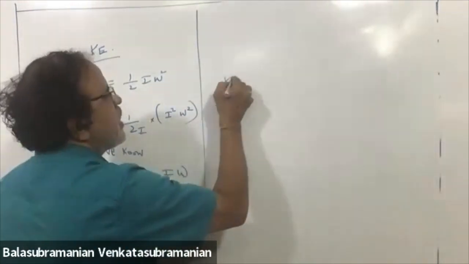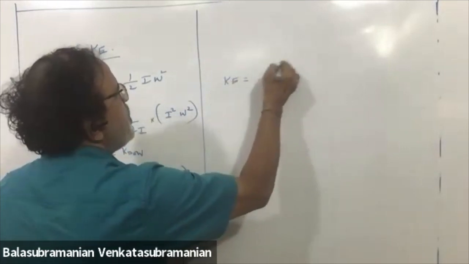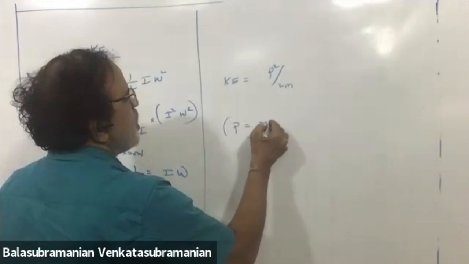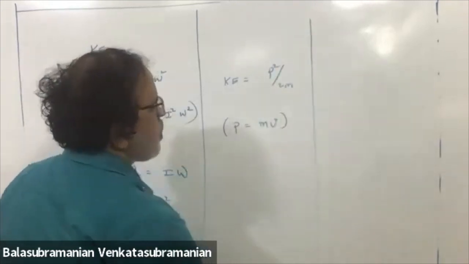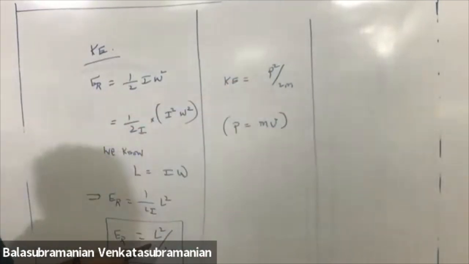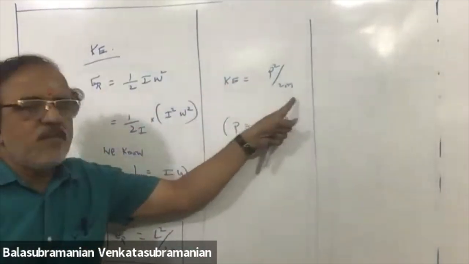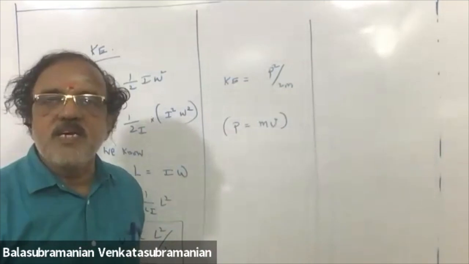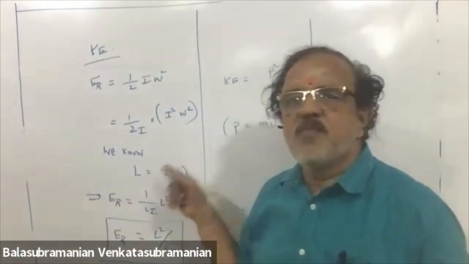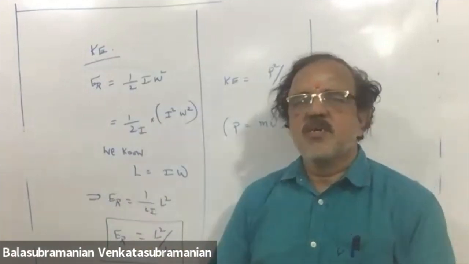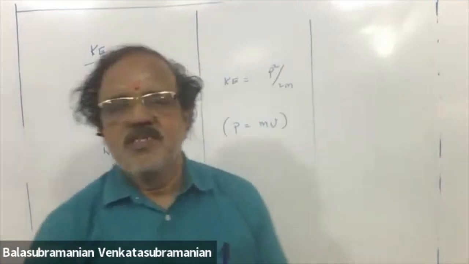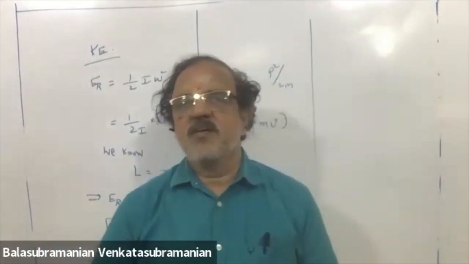Linear motion kinetic energy is P square by 2m, where P is mass into velocity. So instead of P square, here we have L square, instead of 2m here 2I. So whatever role linear mass plays, the same role rotational mass, the moment of inertia, also plays. Okay. So these are the topics today.